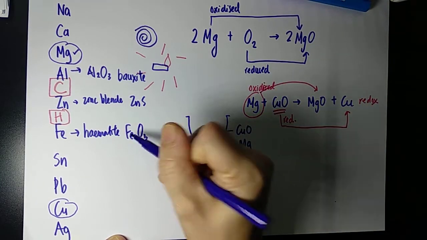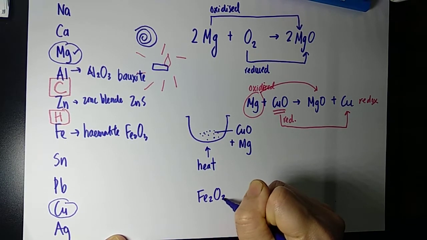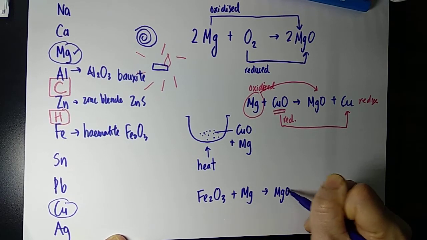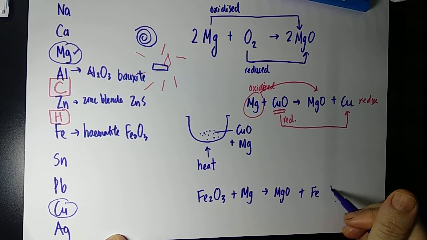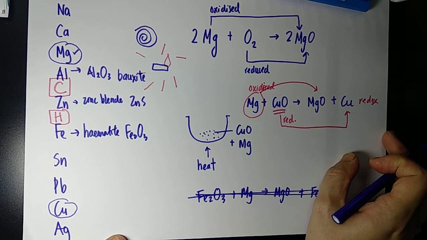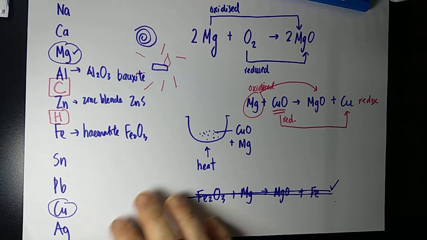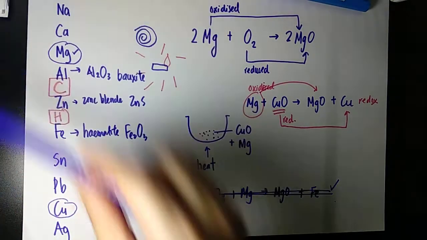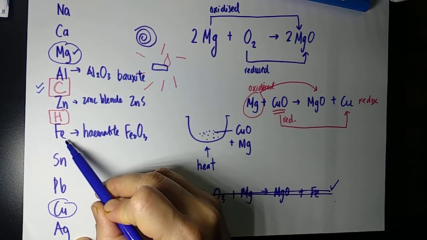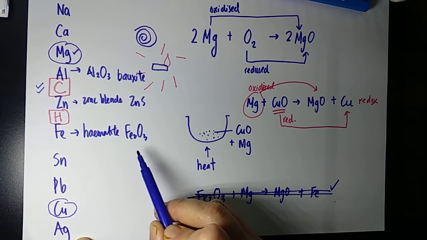Now, for example, if I had iron oxide and I heated up with magnesium, would I get magnesium oxide and iron? Yes, of course I would. But that's a really dumb way to do it in the industry, because it would take a lot of money to get magnesium. So what we do instead is we use carbon. This is because carbon is more reactive than iron. So it would be easy for carbon to reduce the iron oxide to iron.